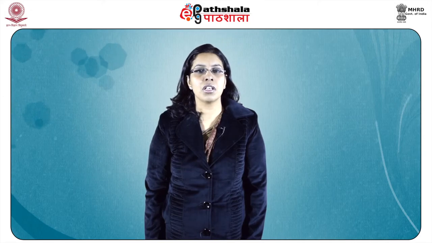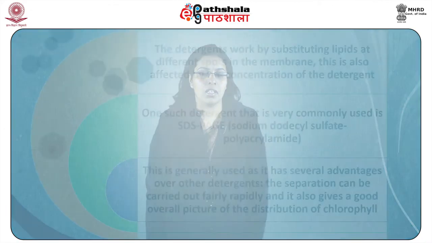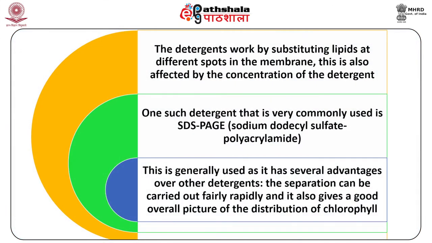These detergents work by replacing the membrane lipids which surround integral membrane proteins. The resulting particles are separated by polyacrylamide gel electrophoresis. This is a standard biochemical method, that is polyacrylamide gel electrophoresis, in the presence of sufficient detergent to keep them solubilized. The activity and polypeptide composition can then be assayed as the particle is purified. The detergents work by substituting lipids at different spots in the membrane. This is also affected by the concentration of the detergent.